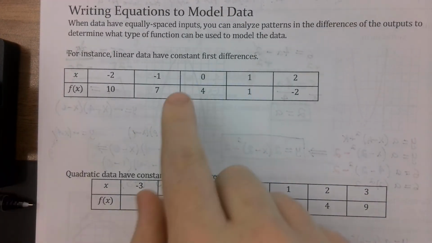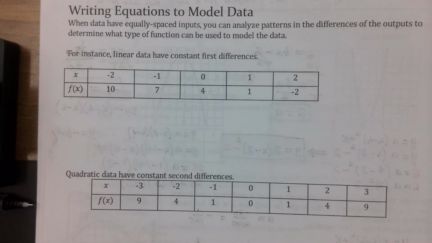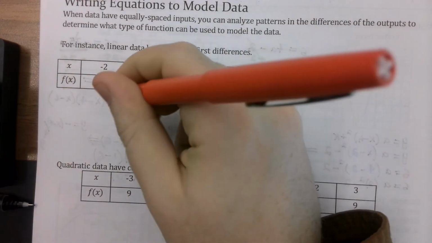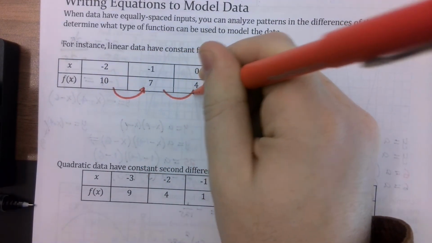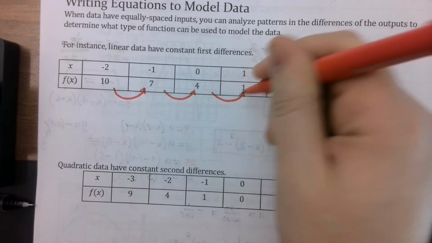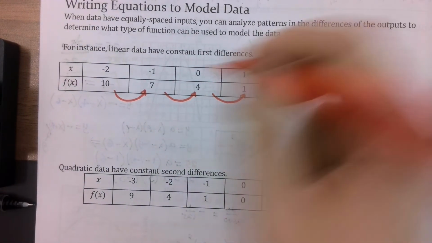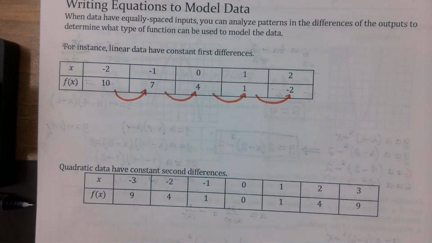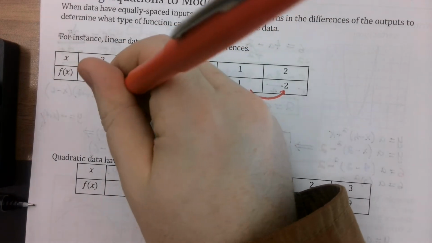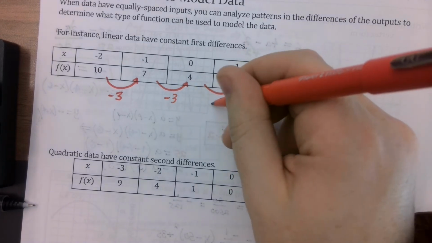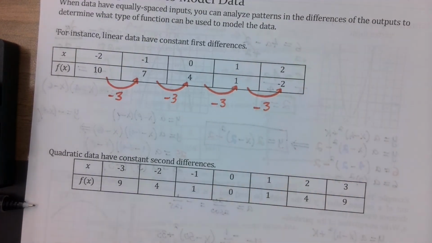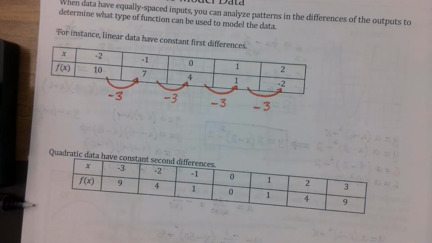For instance, linear data have what we call constant first differences. What it's saying is, if your x values are constant, your y values should also be changing by a constant amount. As we go from one y value to the next, we should see a pattern of addition or subtraction. That's what it means to be linear. The rate of change is constant. So to get from 10 to 7, we can subtract 3. And 7 to 4 is subtracting 3. And 4 to 1 is subtracting 3. And this is subtracting 3. So we say that this is linear.